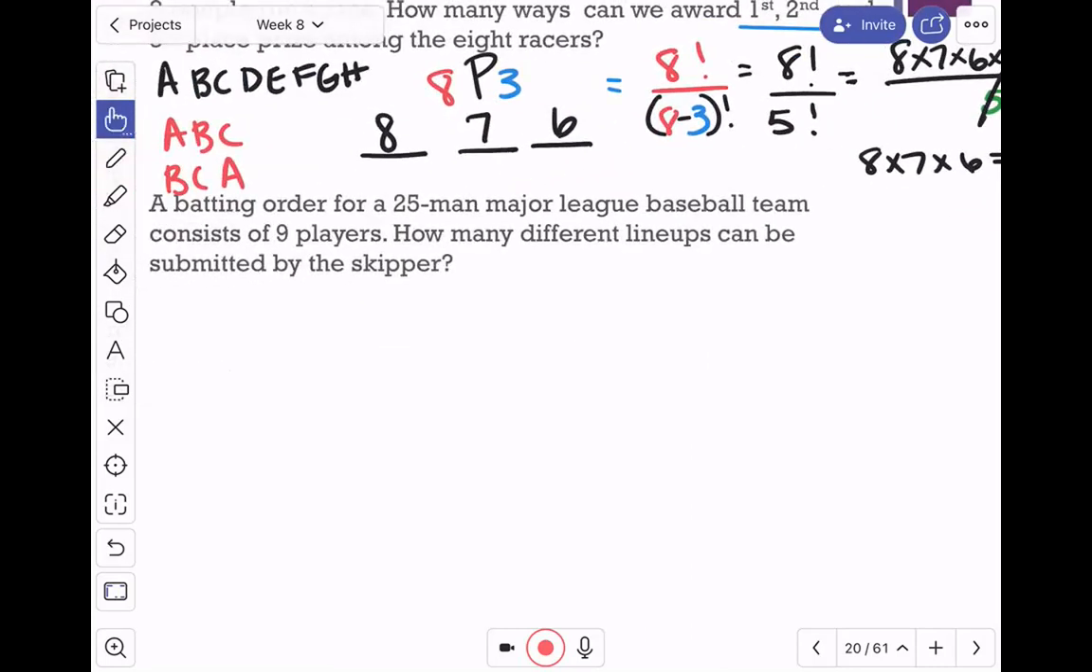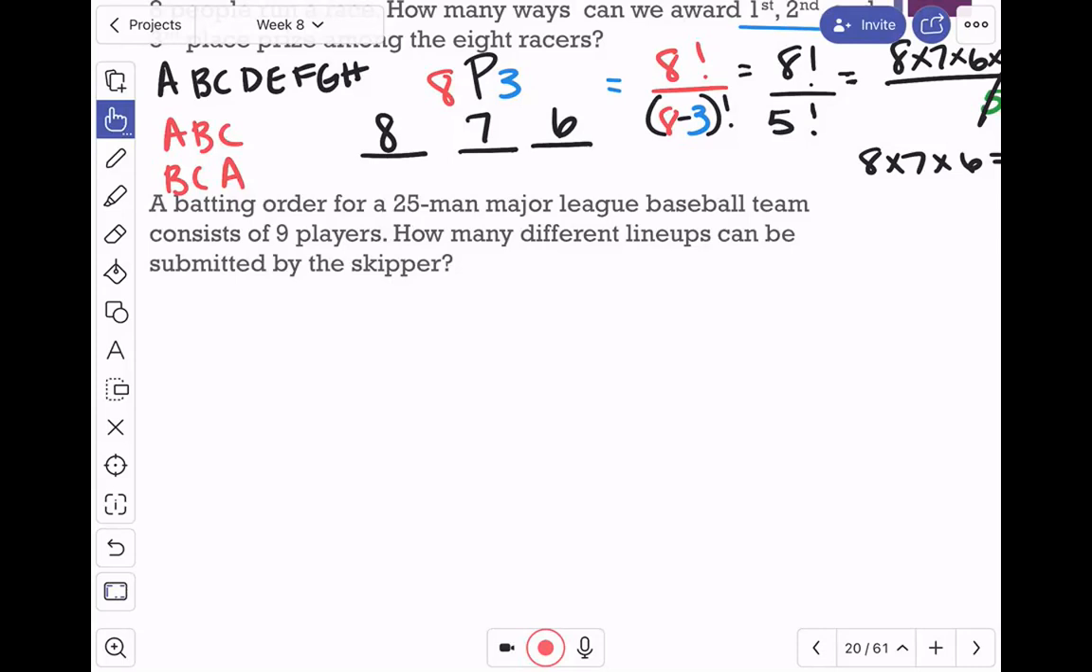All right. A batting order for a 25-man Major League Baseball team consists of 9 players. How many different lineups can be submitted by the skipper? Question, does that order matter? It's called a batting order, by the way. So yes, your order matters there, right? Putting a person here versus there is going to be a different spot. So even though you might use the same 9 players, if you put them in different spots, that's a different order.